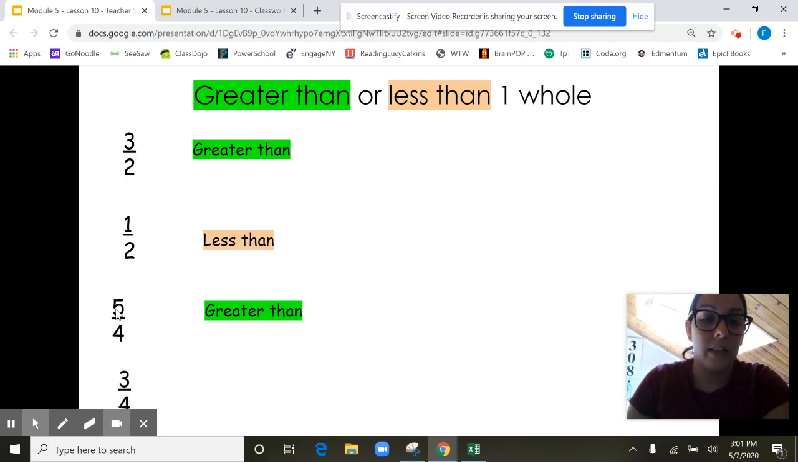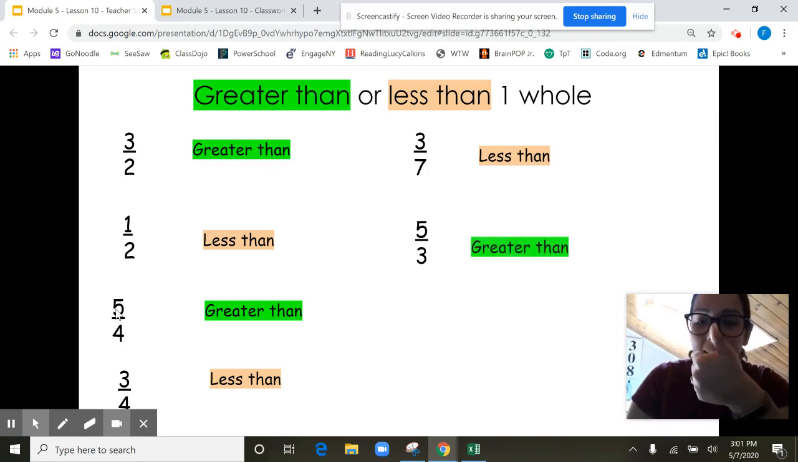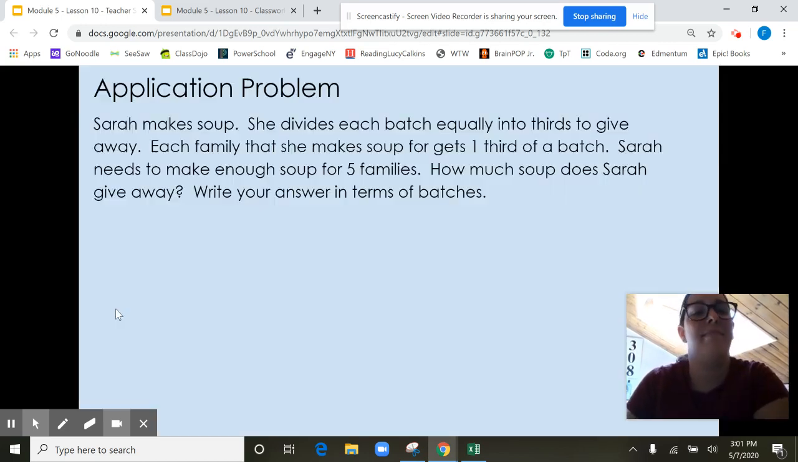Okay, 3/4 is less than 1 whole. Okay. 3/7. You got it, less than. Okay, 5/3. If you said greater than, you are correct. And 5 halves. If you said greater than, you are correct.